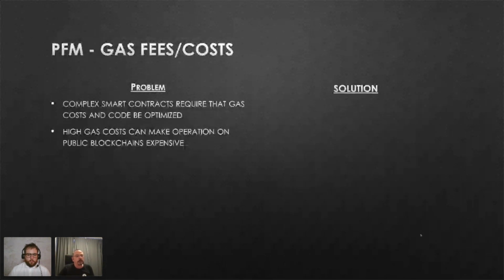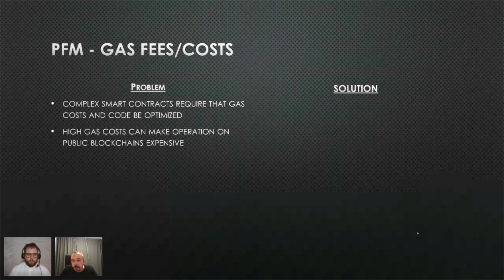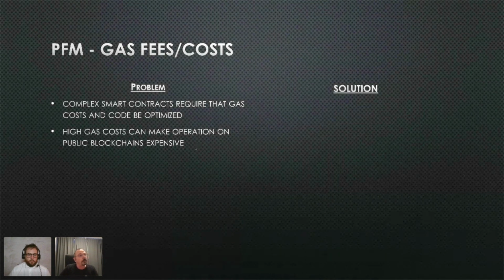Gas fees and costs. Gas fees are very expensive, as everyone knows right now on Ethereum, and it can make operating on a public blockchain very expensive.